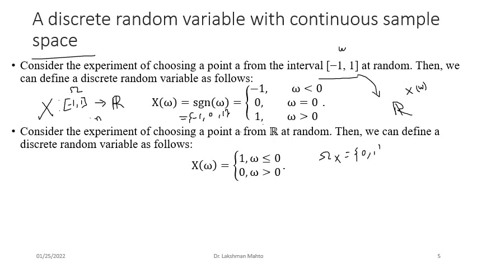This is the bifurcation approach I would like to mention. Here X is a mapping from omega to R, and omega is the set of real numbers, complete R. That means the experiment is selecting a number from the real numbers, choosing any point, so the sample space is the complete real line. Over that we define a quantification approach where we map a positive real number to 0 and a non-positive real number to 1. That is why this X is a discrete random variable.